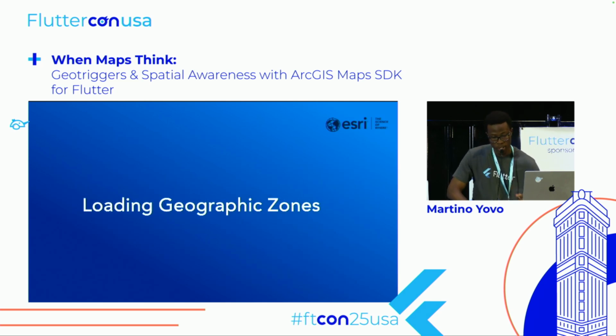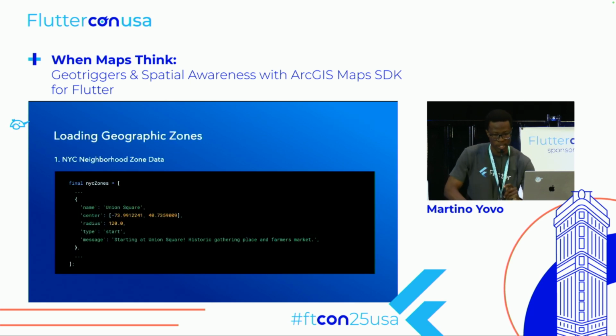Now we're going to talk about how to load geographic zones. In our case, since we are doing a simulation, we are going to define these zones ourselves. But in a production app, like we said, you can use the ArcGIS Online services, and when you use it, you need to define everything there. So when you call that service, you won't need to define any specific zone in your app, because they are all real time and coming from the online services.